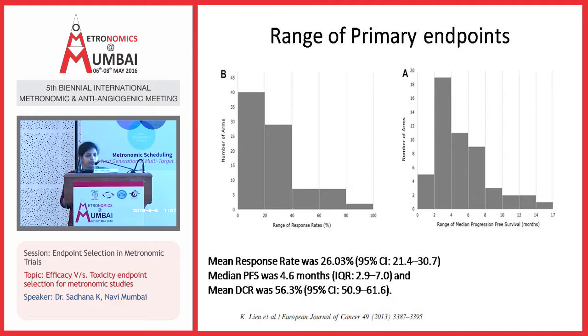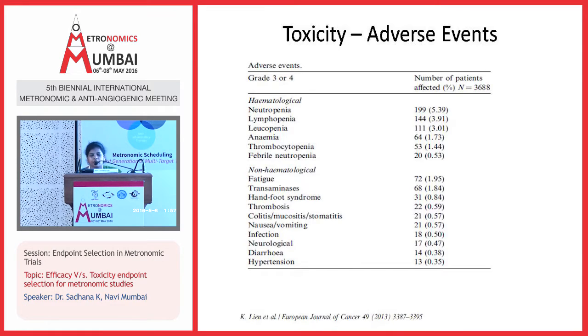Looking at the primary endpoints, that is the response rate and the progression-free survival, the mean response rate was around 26%, with a confidence interval ranging between 21 to 31%, and the median PFS was around 4.6 months, with an interquartile range of 3 to 7 months, and the mean DCR was 56.3, with an interval between 51 and 61.6. Now, coming to the toxicity looked at in all these reports, the major toxicities reported are neutropenia, lymphopenia, and leukopenia, followed by other non-hematological toxicities.